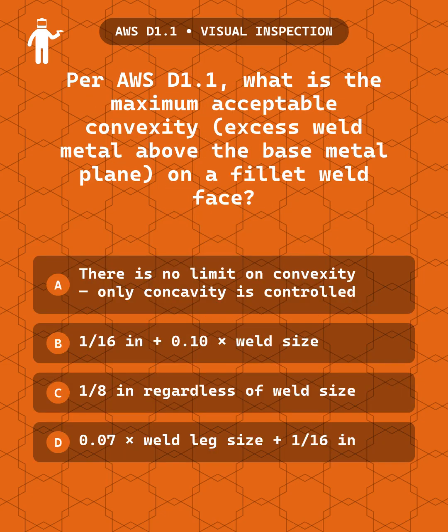Question 6. Per AWS D1.1, what's the maximum acceptable convexity on a fillet weld face? Is it A, there's no limit on convexity, B, 1/16 inch plus 0.10 times weld size, C, 1/8 inch regardless of weld size, or D, 0.07 times the leg size plus 1/16 inch?